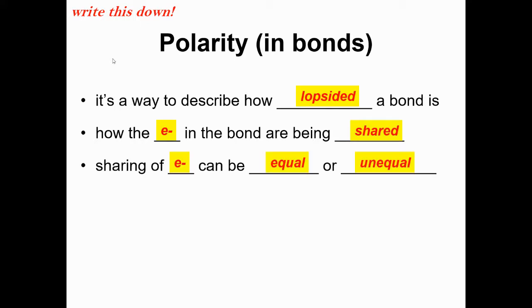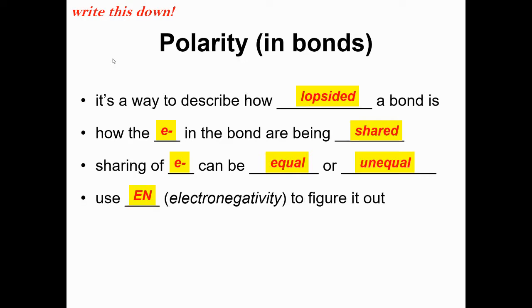The sharing of electrons can be equal sharing or it can be unequal sharing. Again, remember, we're talking about covalent bonds where electrons are being shared. They can be shared equally or unequally. How do we figure this out? We use electronegativity to figure it out.